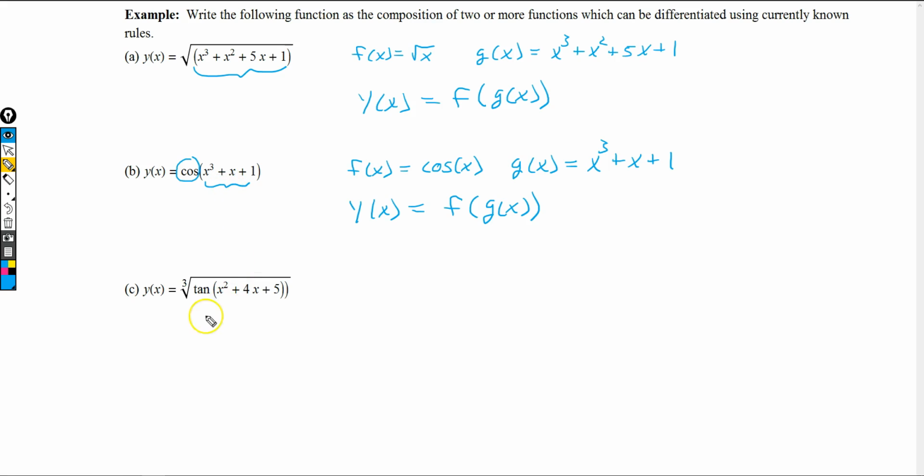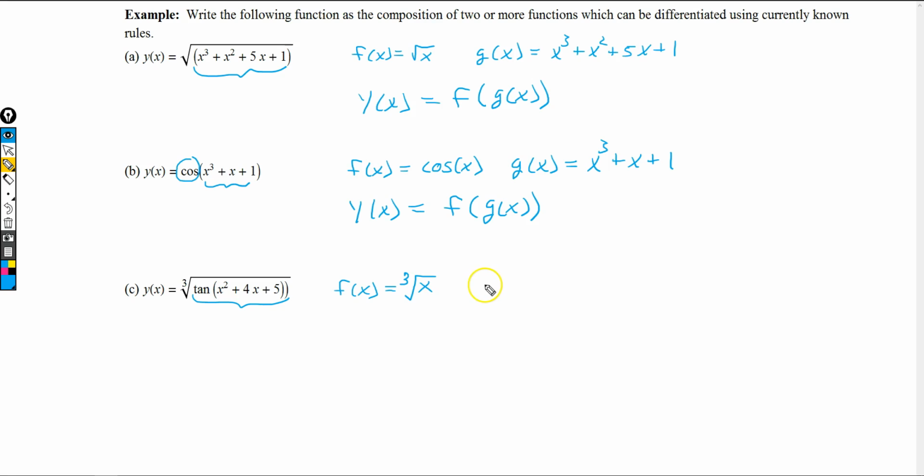Now let's look at this one down here. This one's a little more complicated because it's going to involve the composition of three functions instead of two. So we see an inner part right here being the tangent of x squared plus 4x plus 5, and we see the outer function being the cube root. So let's let f of x be the cube root of x, or x to the 1/3.